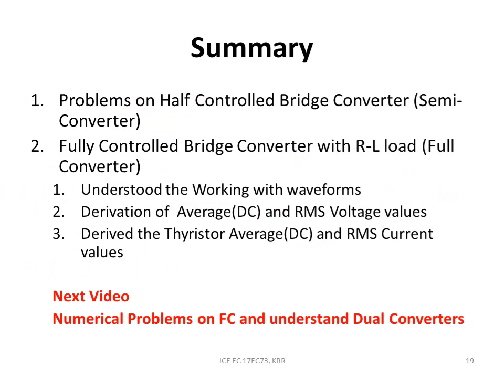So in this particular video, we have seen the problems on the half controlled bridge converter. And we have also seen the fully controlled bridge converter with RL load. We have understood the working with waveforms. We have done the derivation of output average voltage and RMS voltage, and also evaluated the output DC and RMS current values through the thyristor. In the next video, we'll be looking at the numerical problems of the full converter and also understand the dual converters.